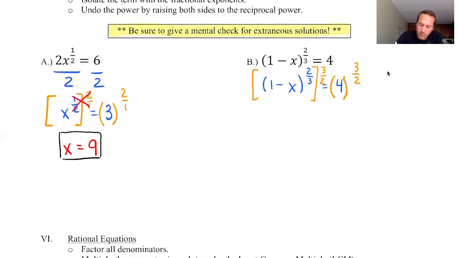So with that, what's going to be left? Well, these cancel. I'm left with 1 minus x, 4 raised to the 3/2 power. I know in lesson 2 we went over what to do here. I'll do it quickly over here on the side.